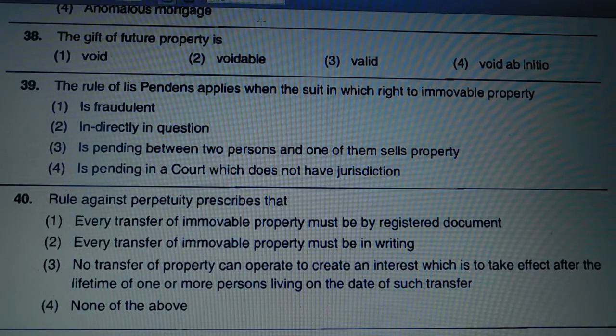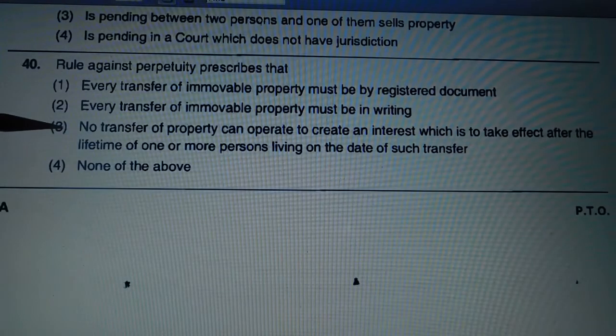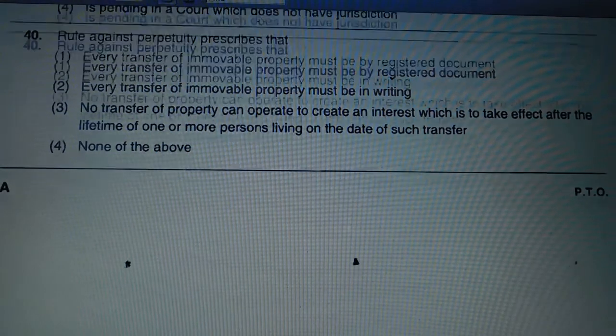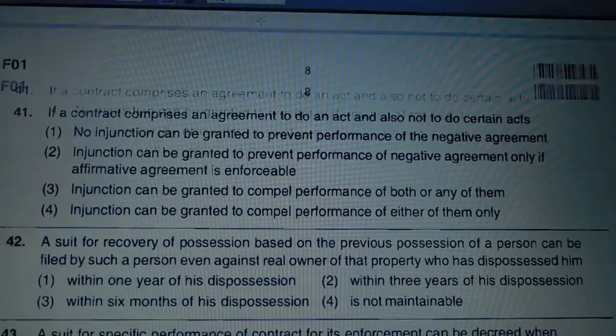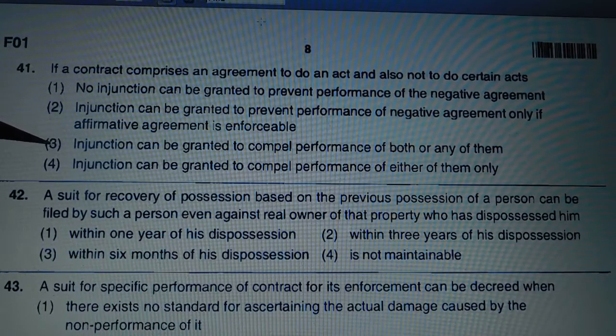Question number 40. The rule against perpetuity prescribes that. The answer is no transfer of property can operate to create an interest which is to take effect after the lifetime of one or more persons living on the date of such transfer. Question number 41. If a contract comprises an agreement to do an act and also not to do certain acts, the answer is injunction can be granted to compel performance of both or any of them.